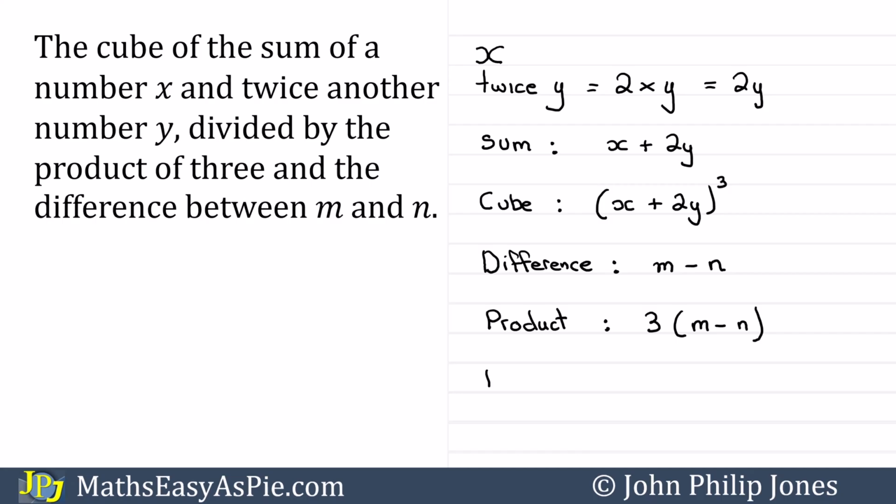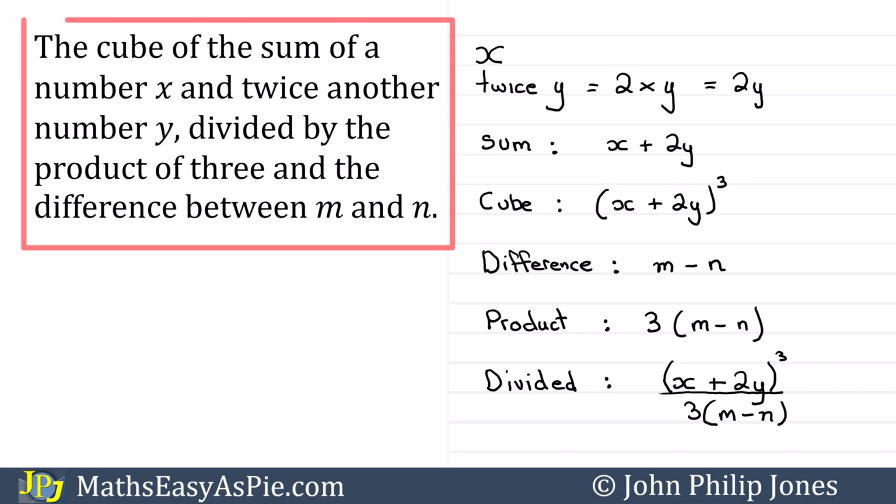So that is 3 times the difference. The text also indicates that something has to be divided, and what we're dividing is the x plus 2y, which is all cubed, by 3 times the difference, which is 3 brackets m minus n, where m minus n is the difference. So this text can be represented in algebraic form by this here.